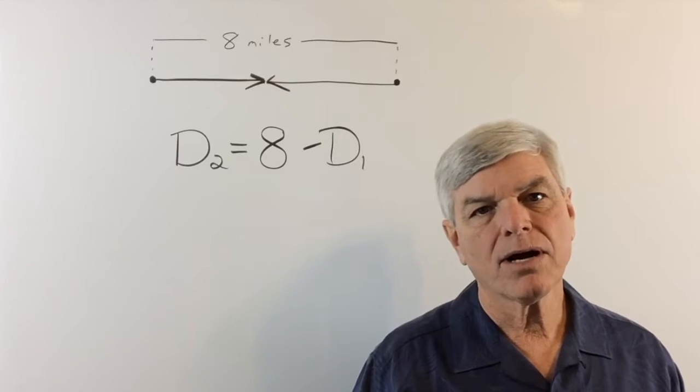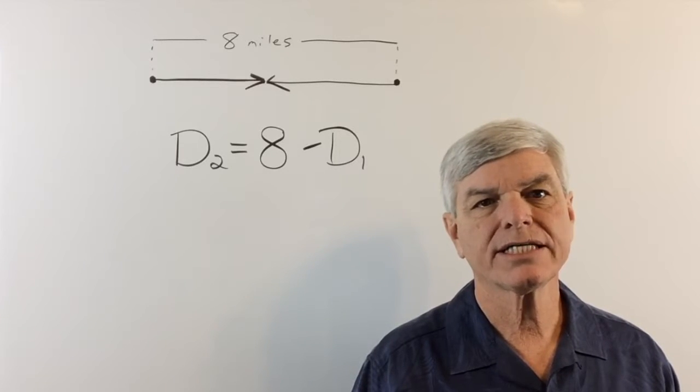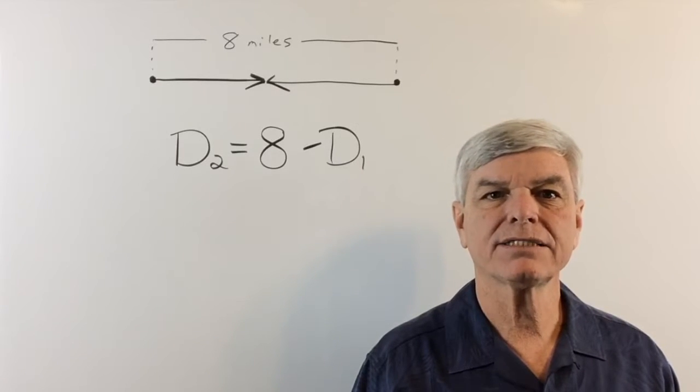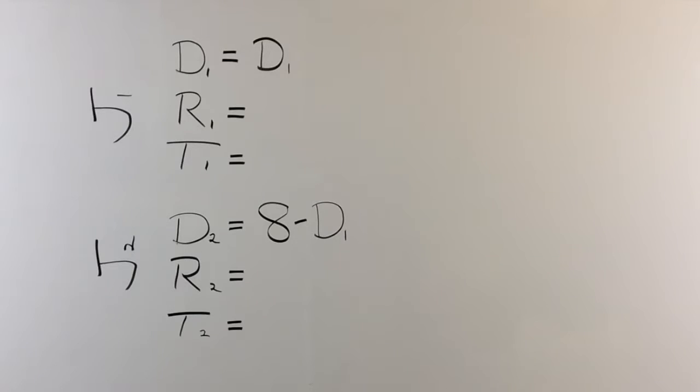Now, if you go back to the problem, you'll see that the first jogger was jogging at 4 miles per hour, and the second jogger was jogging at 6 miles per hour. So let's list those. R1 is going to be 4, and R2 is going to be 6. And for time, they did not give us a time for jogger 1 or jogger 2. As a matter of fact, that's the question. After how long will the joggers meet?